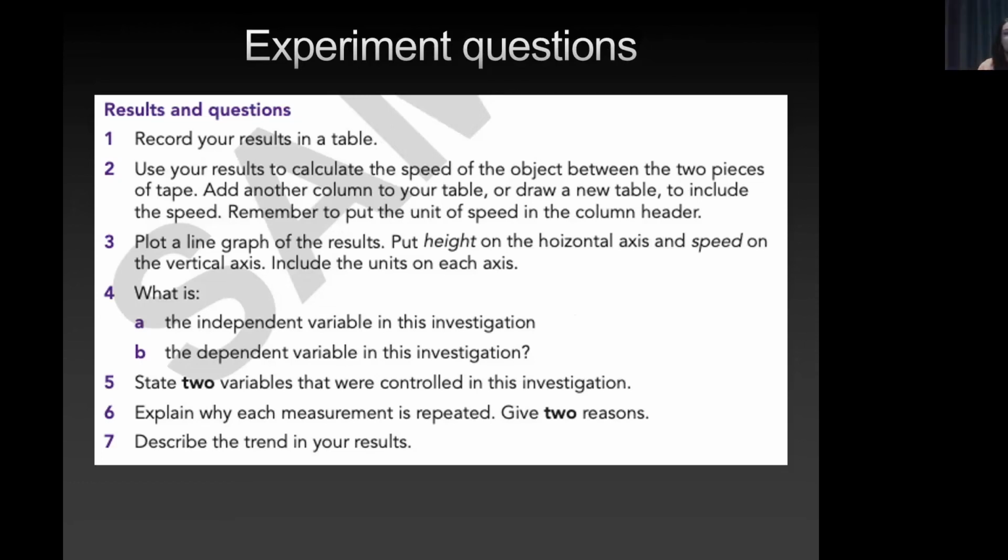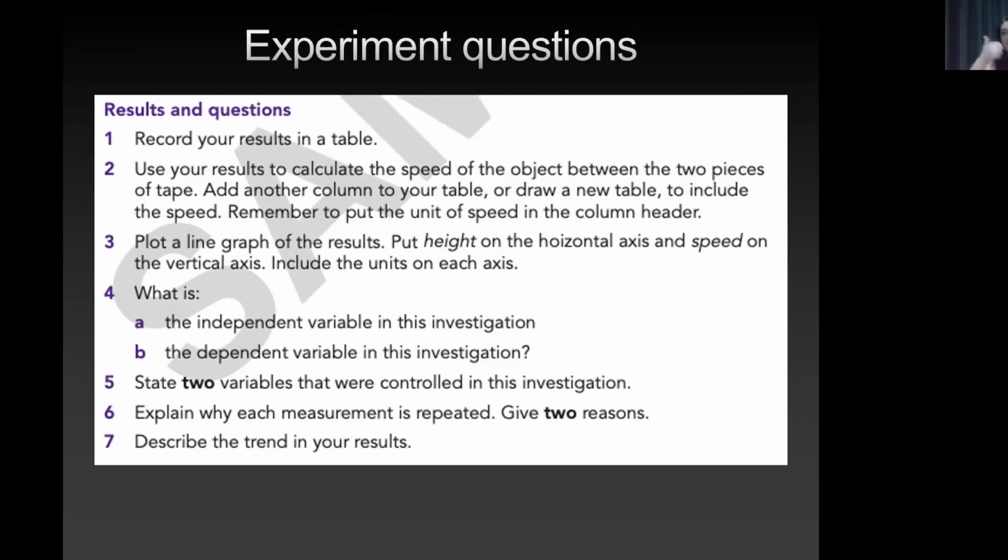And secondly, 4b, we have the dependent variable. The dependent variable in this investigation will be on the y-axis. So the y-axis has speed on it. So speed is changing the whole time, not the height. And the time that your height will change is if you add some books or take some books away from your ramp. Number 5, state 2 variables that were controlled in this investigation.